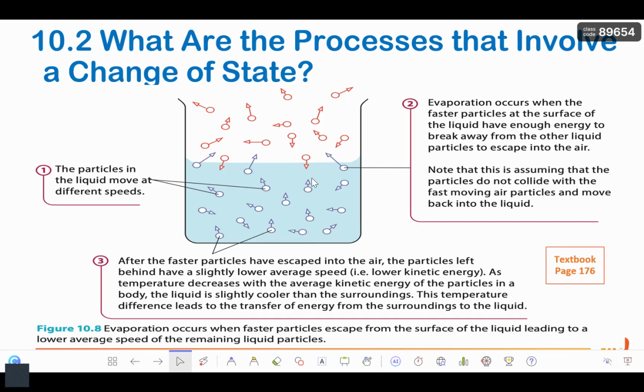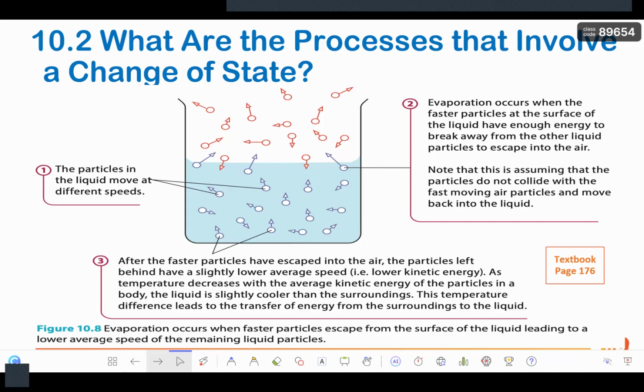So I repeat, faster moving molecules with higher kinetic energy are able to overcome the forces of attraction holding them together, and escape into the air as gaseous molecules. This leaves behind molecules with lower kinetic energy. So the average kinetic energy left behind is lower, and the temperature of the solution decreases. Okay, so that's how evaporation works. Evaporation causes cooling. So, when do you experience the cooling effect caused by evaporation?